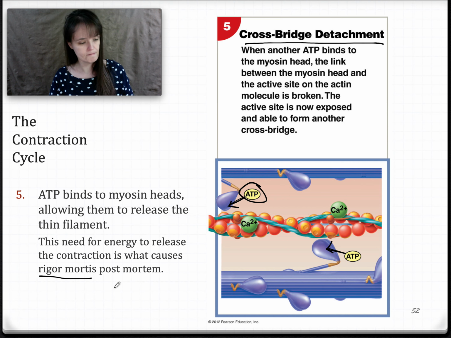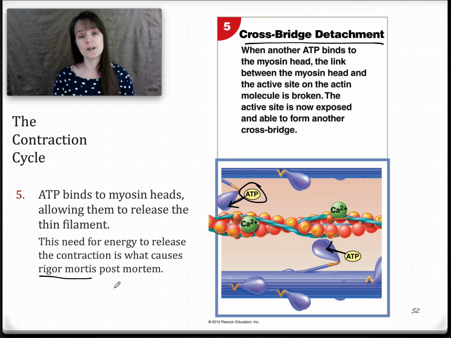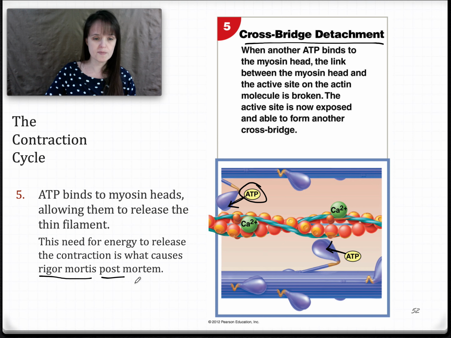Okay. So the reason for rigor mortis is because the myosin heads cannot detach without ATP. Rigor mortis is what happens after death when the body is stiff, and it happens a few hours to half a day after death, depending on heat, humidity, and how quickly the body breaks down. So it happens post-mortem. Post means after, mortem means death.